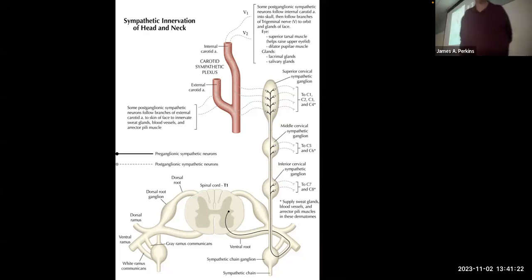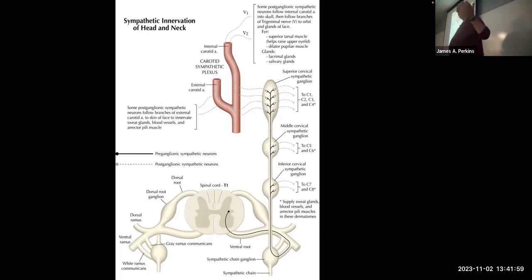So that's C1 through C4. Yeah, postganglionic sympathetic neurons from that superior ganglion, which would be the C1 through C4 levels. Some of these postganglionic neurons will jump onto the carotid arteries, common external and internal carotids, to form this thing called the carotid sympathetic plexus. So some of those will follow the external carotid artery and actually follow all of the branches of the external carotid artery to bring sympathetic innervation to the skin of the face.